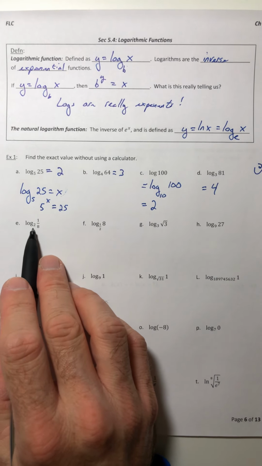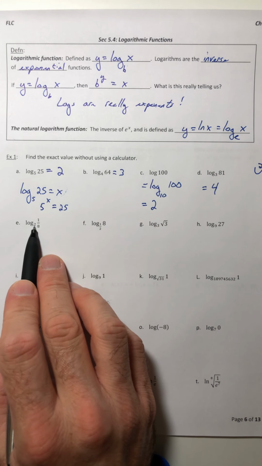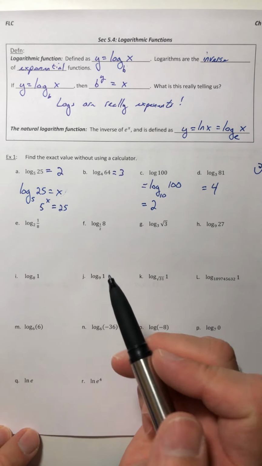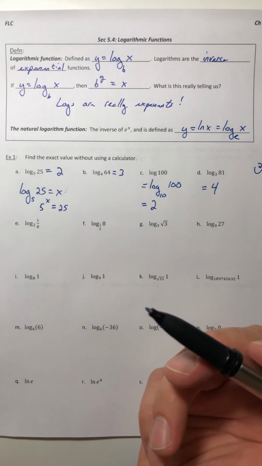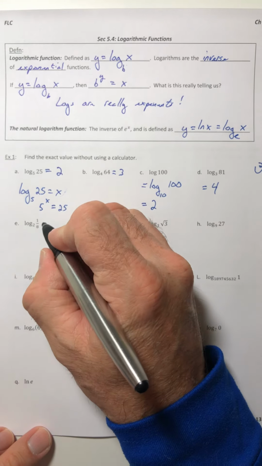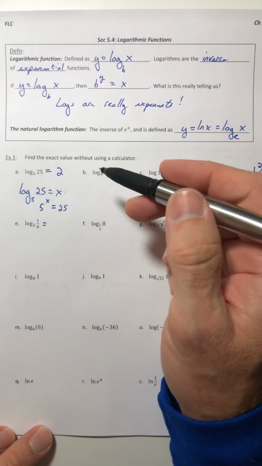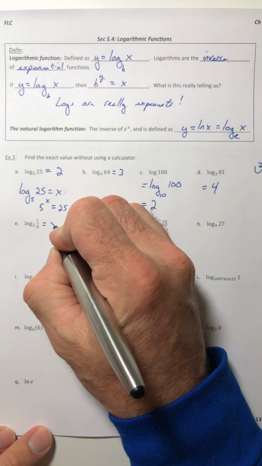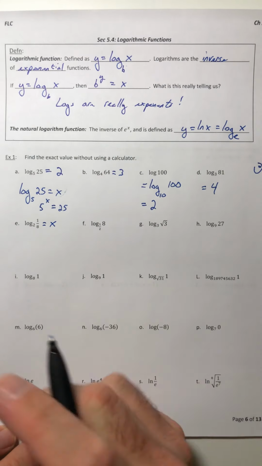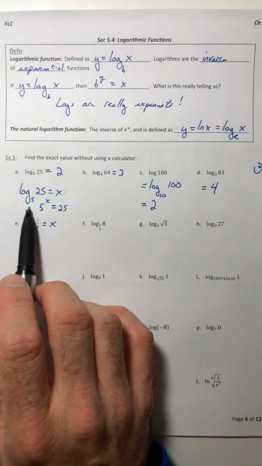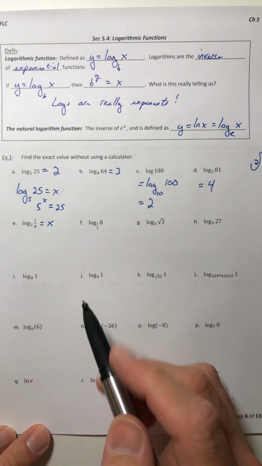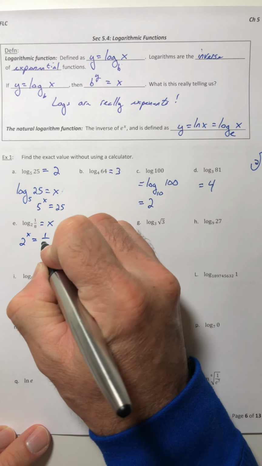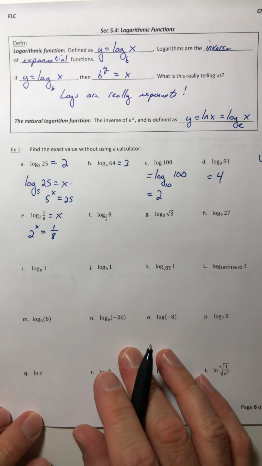Okay, so same thing with this. We need to figure out what exponent we need to put on the 2 to make it a 1 over 8. So this one might be a little trickier for some people, especially if you're not really that great with exponents, especially in your head. So let's just set it equal to x, and we'll turn it into exponential form just like we did for that example. So that would be 2 to the x is equal to 1 over 8.